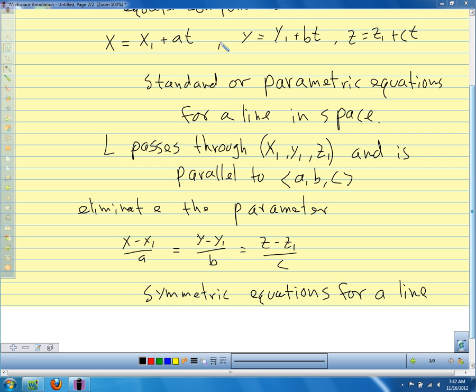Okay, let's look at a couple of examples and then we'll talk about how we find distance from a point to a line. That's another thing that we're often interested in. How far away are we from this line? So a couple of examples.